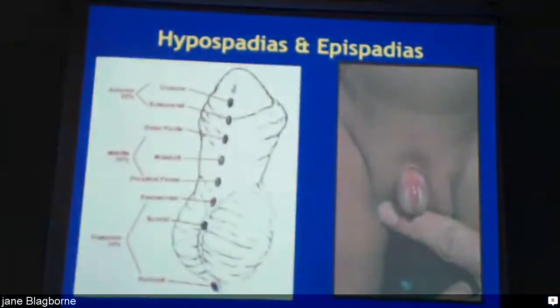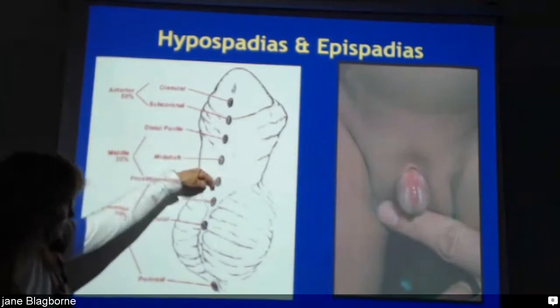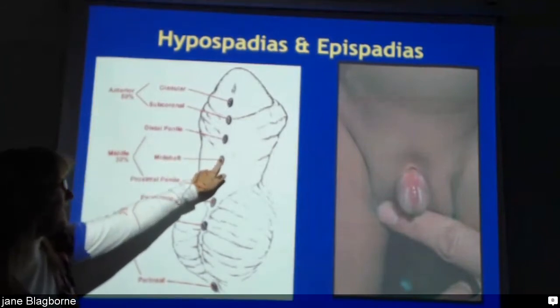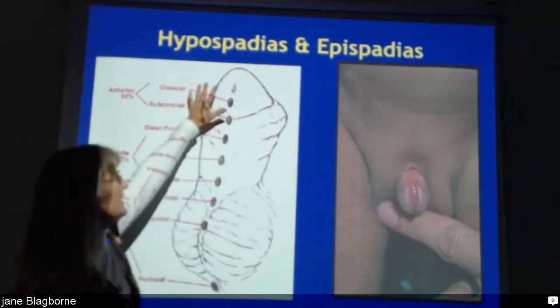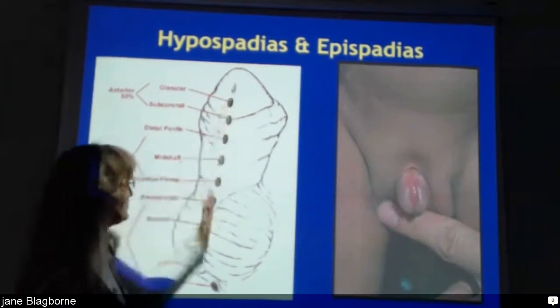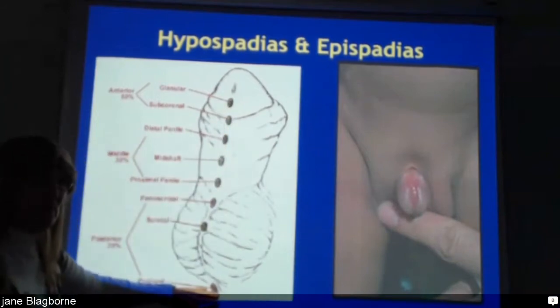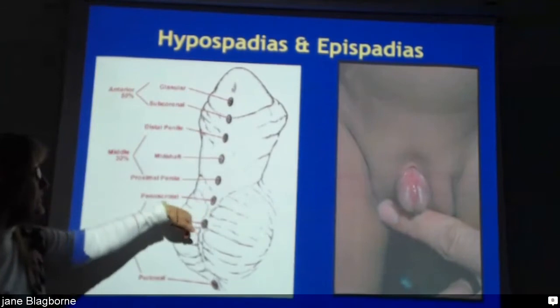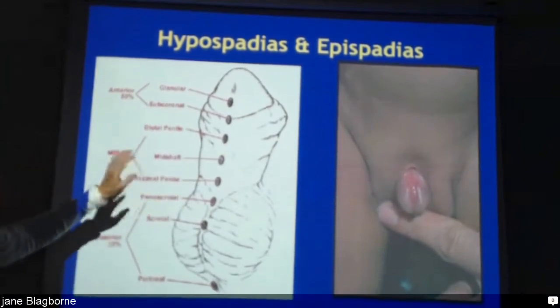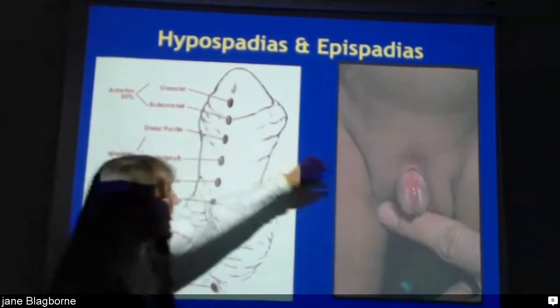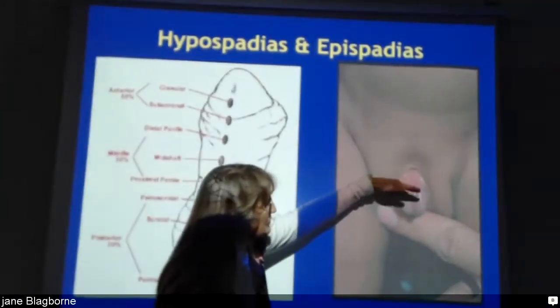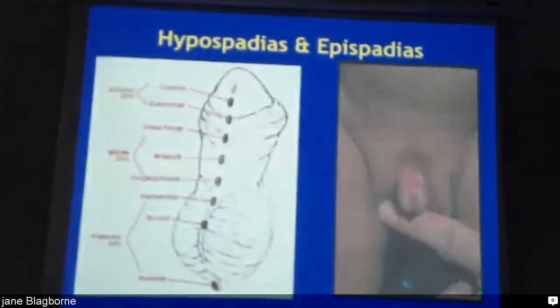This is just a picture of what they call hypospadias or epispadias. And all it means is that the urinary opening, the meatus, is not in the right place on a male. Instead of being at the tip, it can be anywhere along the shaft, as far back as the perineal area. Very rare to see. I've only seen about two in my career that were just on the top here, hypospadias, which were just back a bit. So it isn't that common.